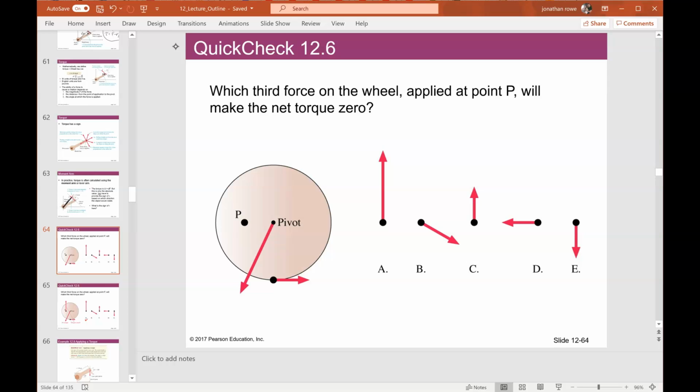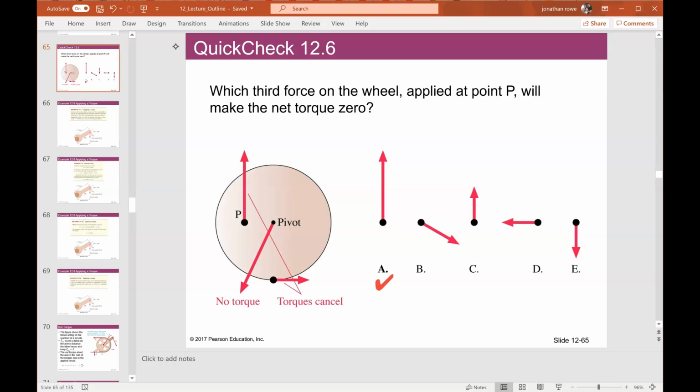Why is it A and not C? Because this force has a larger moment arm, a larger distance between it and the pivot, which gives it a greater torque. So this one's shorter, so I have to have a greater force to counterbalance that, and it's got to point up because this wants to make it turn counterclockwise. So this one has to make it want to turn clockwise, so it's got to point up to do that. So it is choice A.